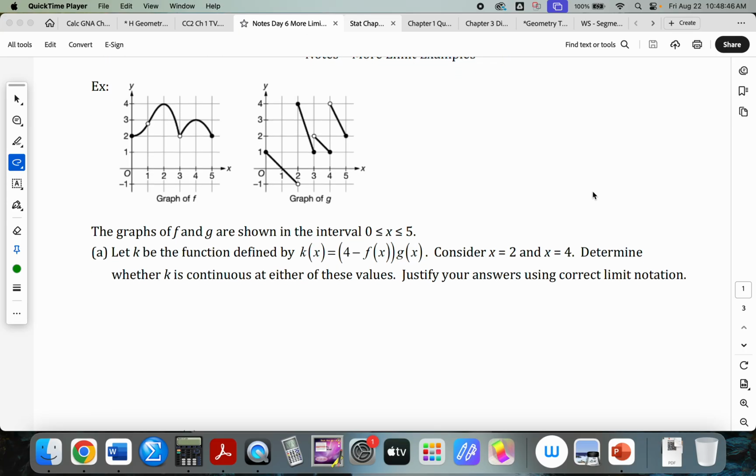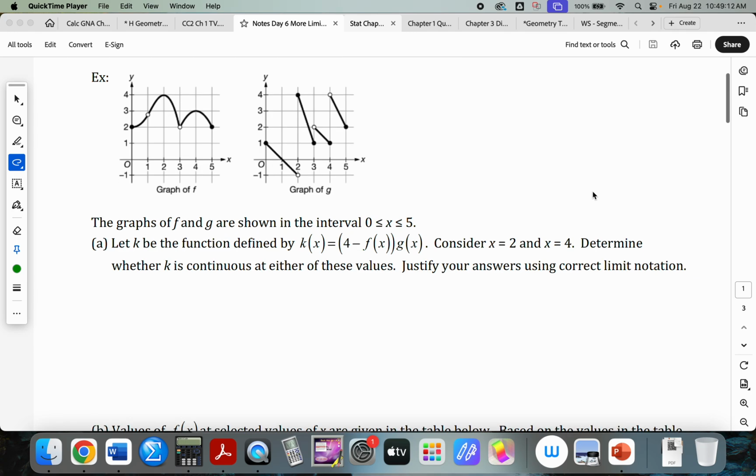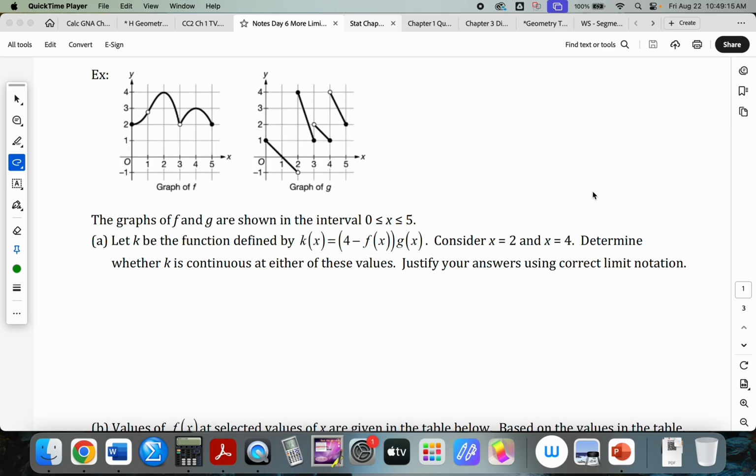The graphs of f and g are shown on the interval from 0 to 5. Let k be the function defined by k of x is equal to 4 minus f of x times g of x. Consider x equals 2 and x equals 4. Determine whether k is continuous at either of these values. Justify your answers using correct limit notation. Wow, that's a lot to do for just a part A, but okay. So I'm going to divide this in half because I need to talk about both what happens at 2 and what happens at 4.